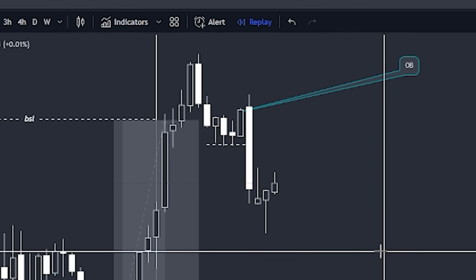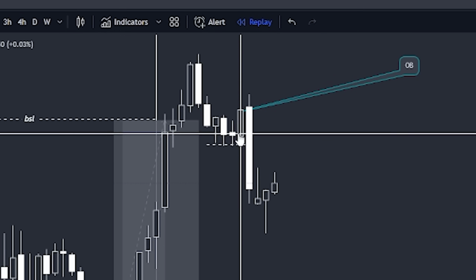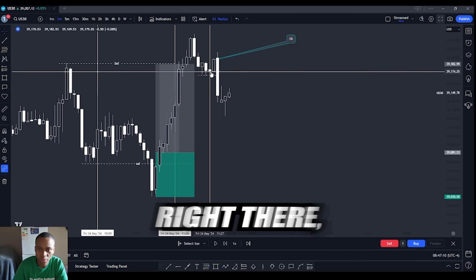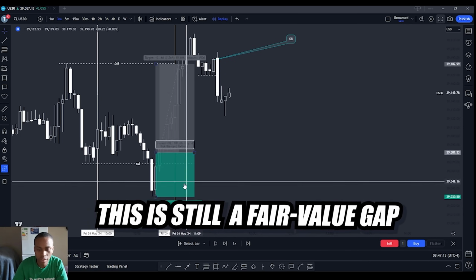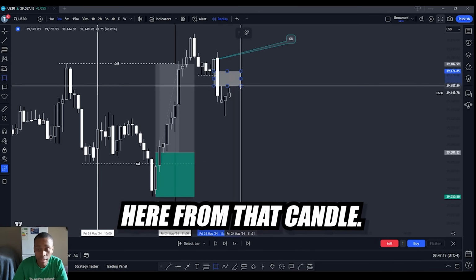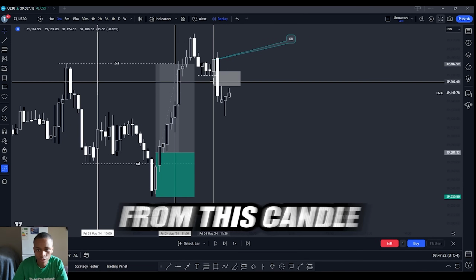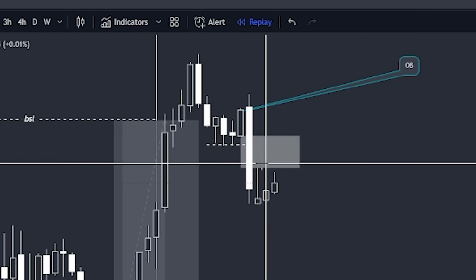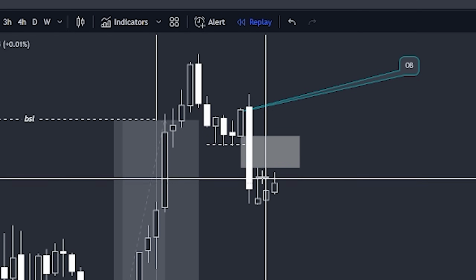A fair value gap is just basically a gap between 3 consecutive candles, right? So even though there's no wick right there, this is still a fair value gap. So you can see right here, from this candle to that candle, 1, 2, 3 candles, 3 consecutive candles right there.